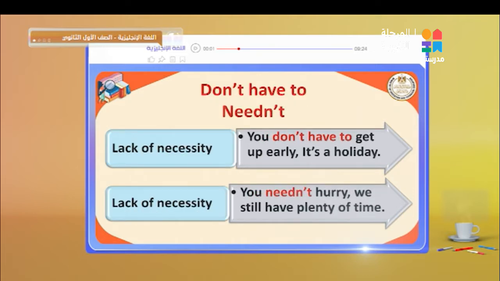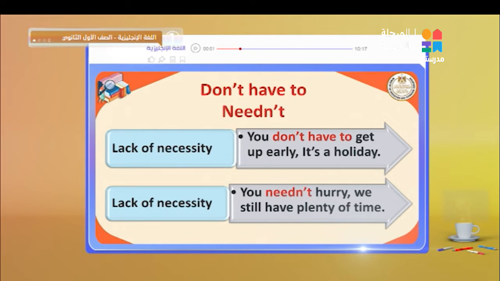What about don't have to? What is the difference between mustn't and don't have to? Mustn't means something is forbidden, something is not allowed. But don't have to or needn't means something which is not necessary. You can do it or you cannot do it, it's your choice. So it's optional. You can do it or not.